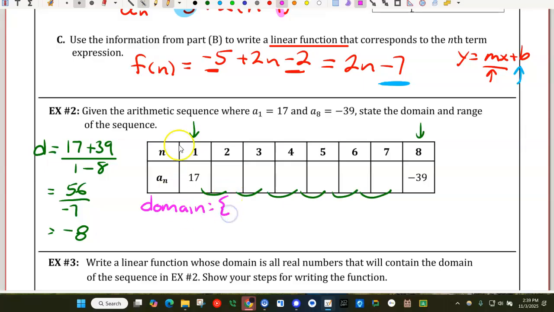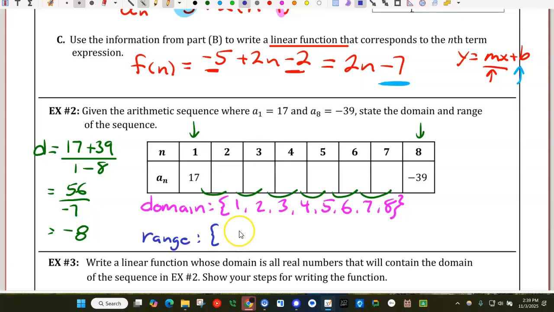And afterwards, it just asks for the domain and range. So, of course, the domain is going to be positive integers only, also known as the natural numbers. Right? For sequences, there's no such thing as 1.2 or -5 or anything for the domain, because it stands for the first term, the second term, the third term. Right? And the range, of course, could be anything when you plug it into the explicit formula.